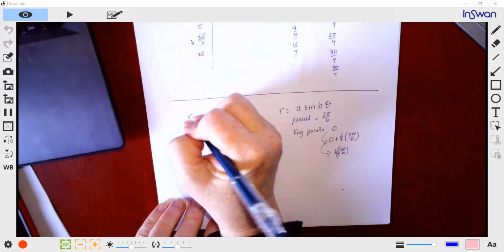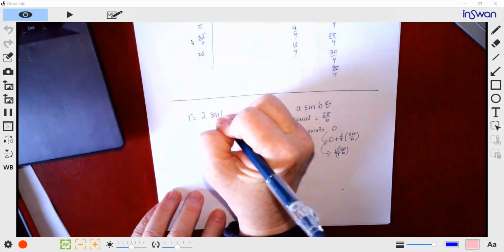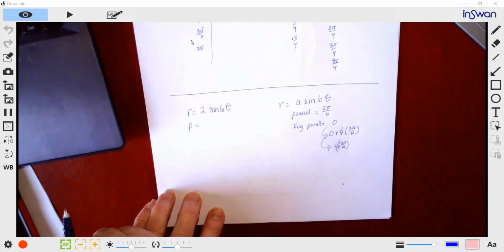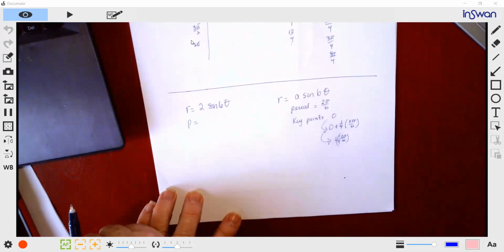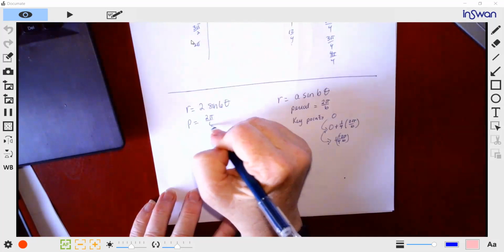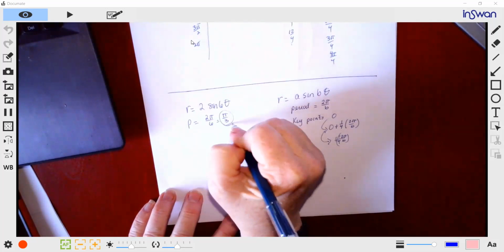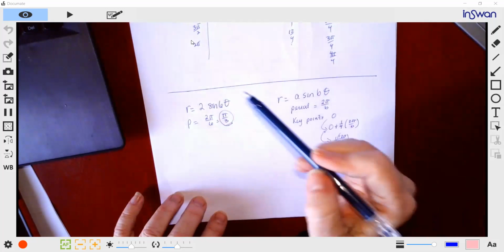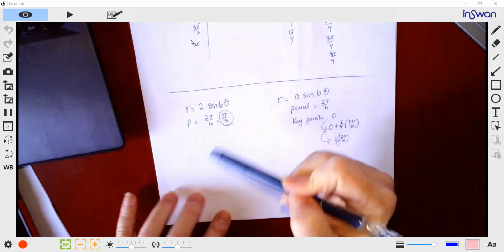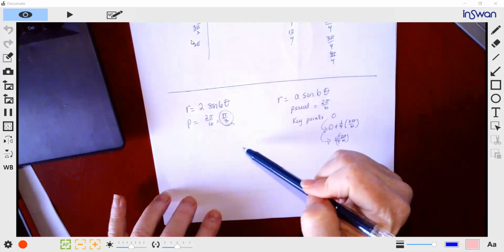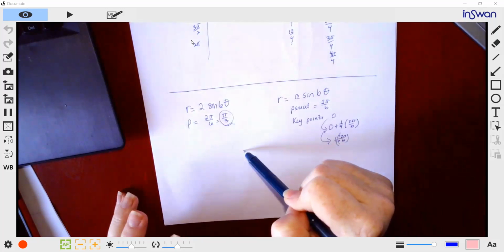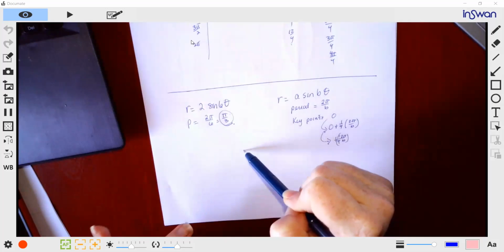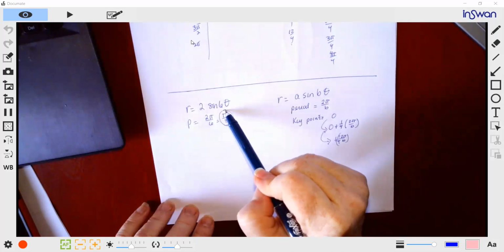So let's say you had R equals 2 sine 6 theta. What's the period of that function? 2 pi over 6. Correct, pi over 3. So if we were graphing this in rectangular coordinates, we would get the whole graph between 0 and pi over 3. We don't get the whole graph in polar coordinates in one period. We just get basically the equivalent of two petals. And this one would have 12 petals if we were drawing them all out.